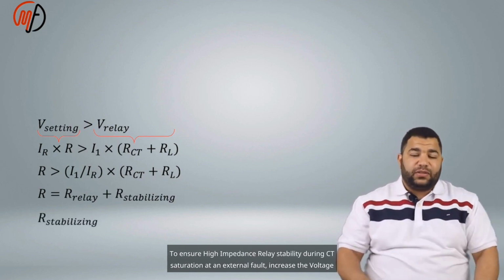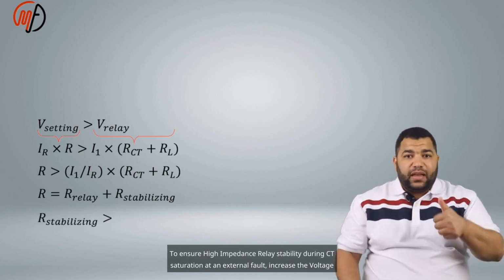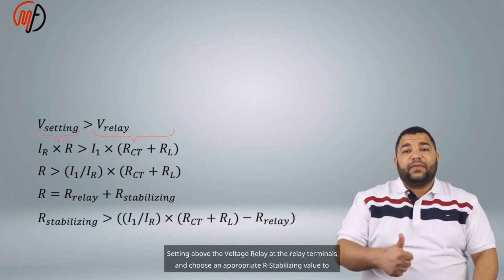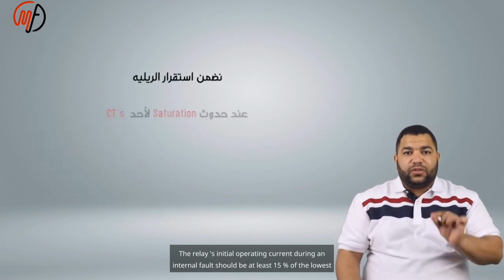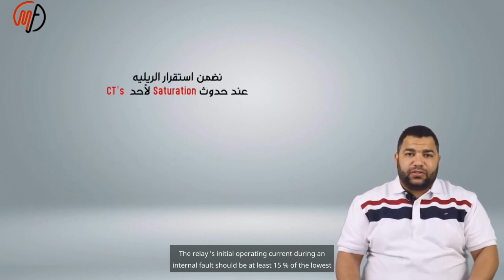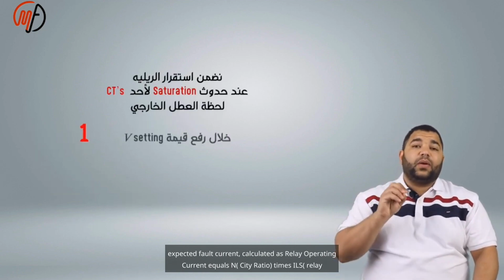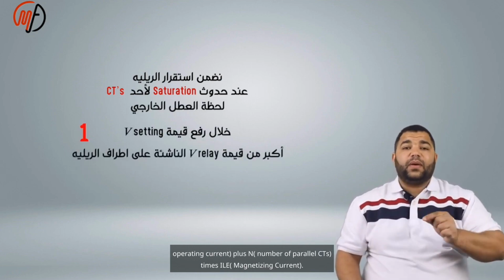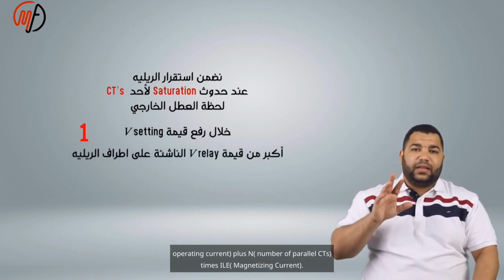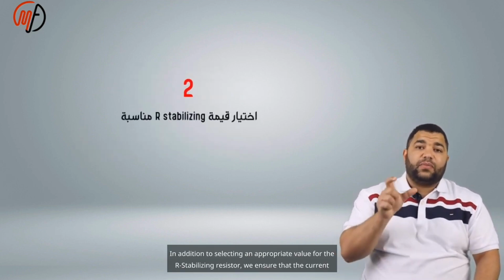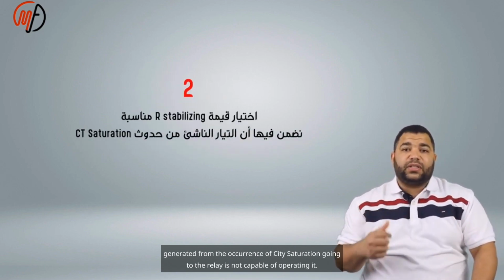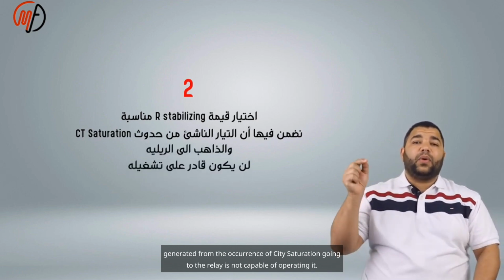To ensure high impedance relay stability during CT saturation at an external fault, increase the voltage setting above the voltage at the relay terminals and choose an appropriate R stabilizing value to prevent relay operation from CT saturation current. The relay's initial operating current during an internal fault should be at least 15% of the lowest expected fault current, calculated as relay operating current equals N, the CT ratio, times ILS, the relay operating current, plus N, the number of parallel CTs, times ILE, the magnetizing current. In addition to selecting an appropriate value for the R stabilizing resistor, we ensure that the current generated from CT saturation going to the relay is not capable of operating it.